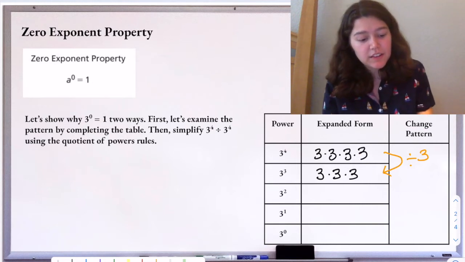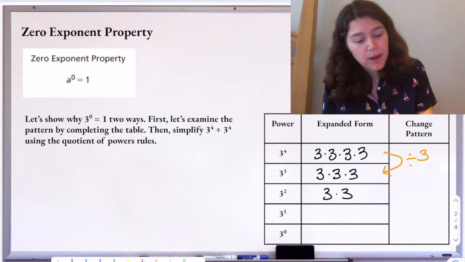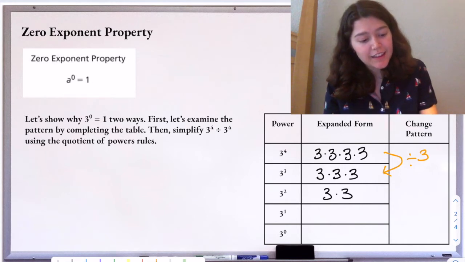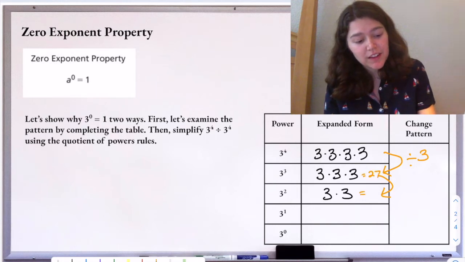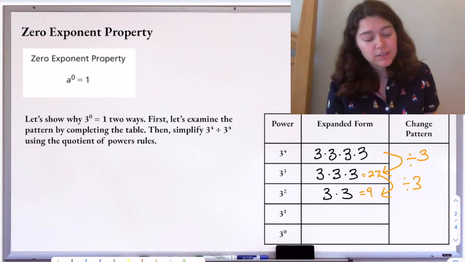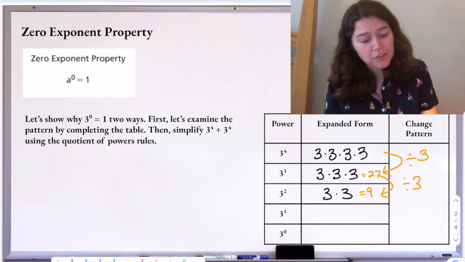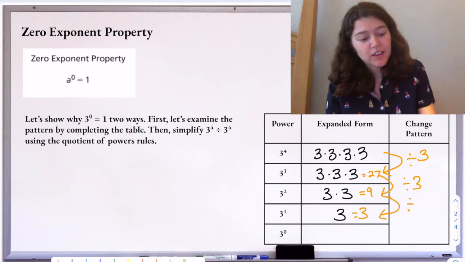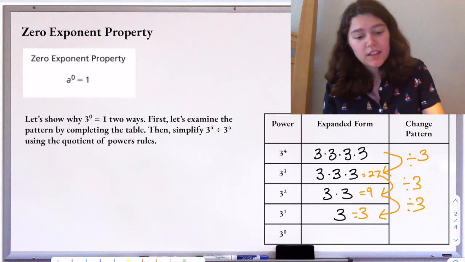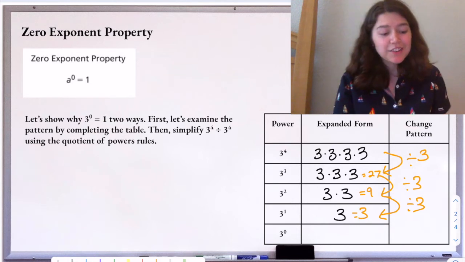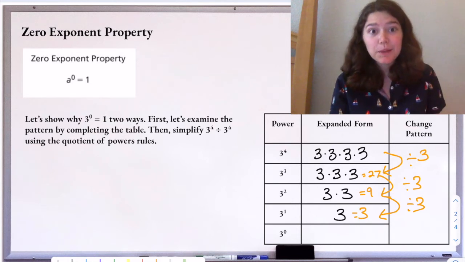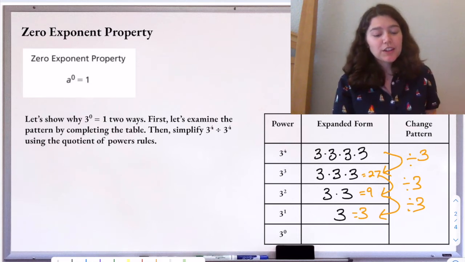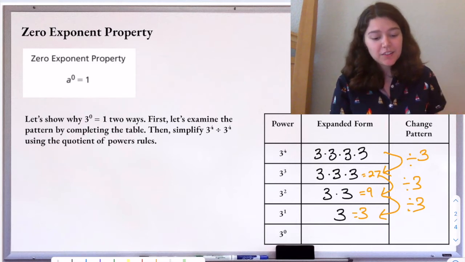Okay, then I can continue to here. 3 to the power of 2 is two 3s. Again, how do I get from 27 to 9? I divide by 3. Okay? Then again, 3 to the power of 1 is 3. That has a value of 3 itself. How do I get from 9 to 3? I divide by 3. Thus, we don't really know, until me telling you the rule, what 3 to the power of 0 is, but we can continue this pattern.